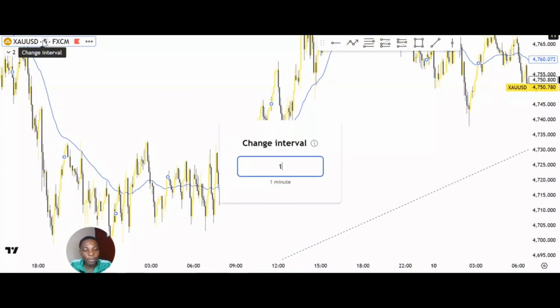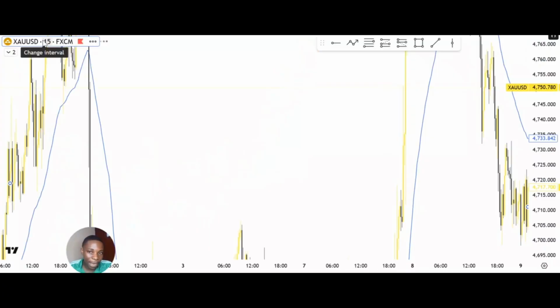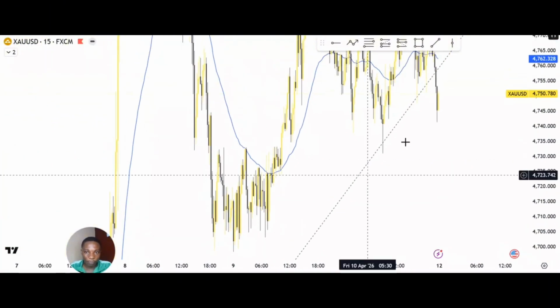So now we know the four main criteria. We know the directional bias. We know where price is heading to. We know where price is coming from. And we move to the next, the market structure. Gold is bullish, as we confirmed.